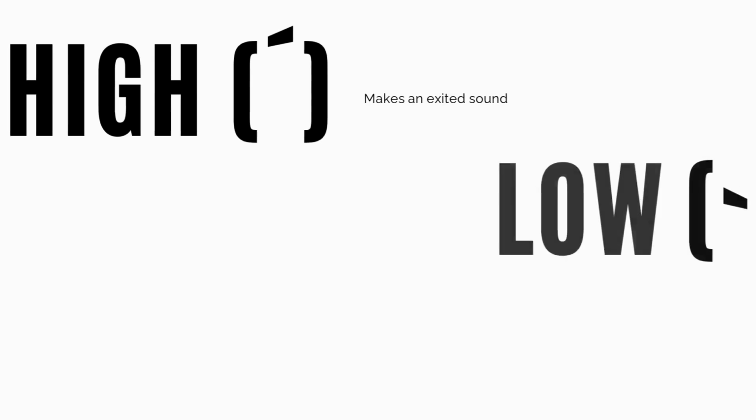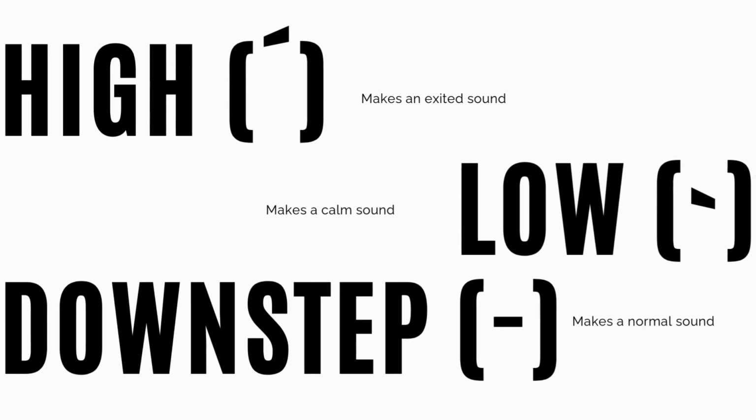Last but not least, let's talk about accents, or letter sounds, as I may have labeled them before, as other people may label them. In Igbo, we have three different kinds of accents. We can have a high accent, which makes an excited sound, a low accent, which makes a calm sound, and a downstep that makes the normal sound of the letter. These can be pretty important.